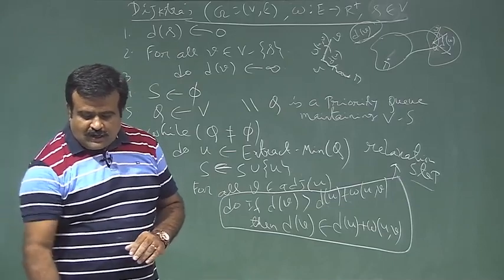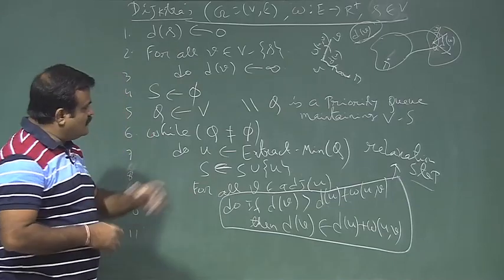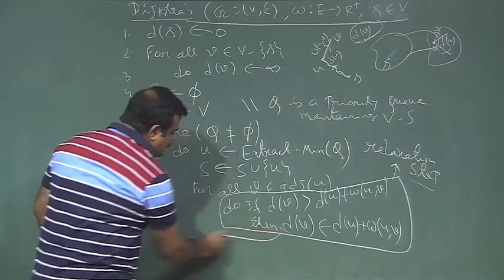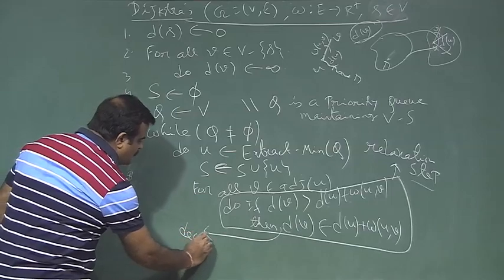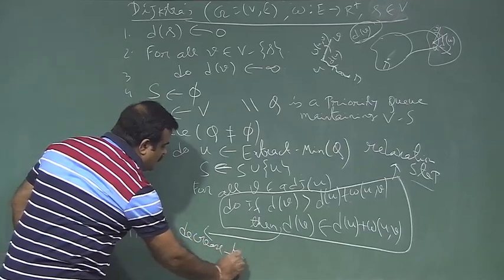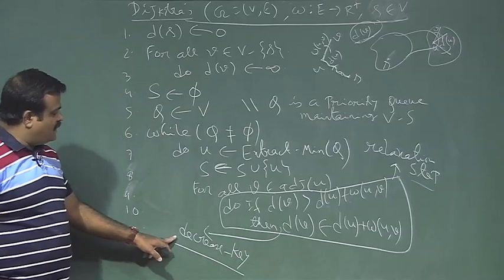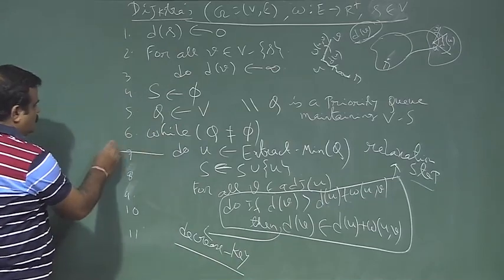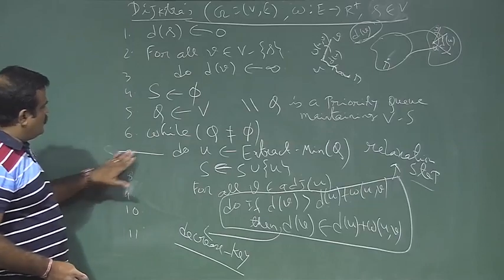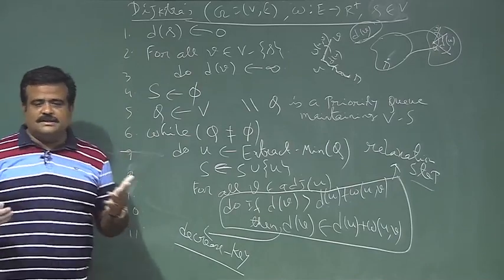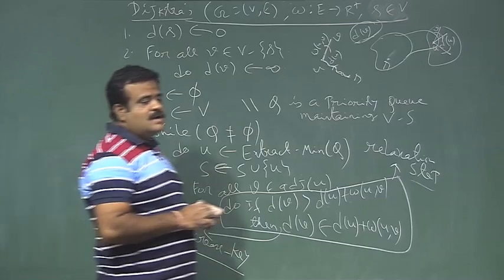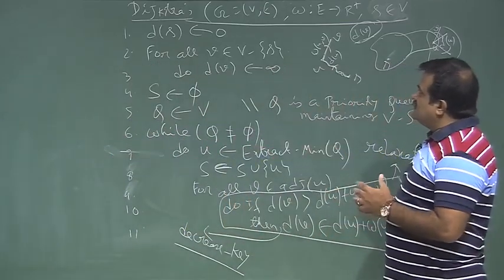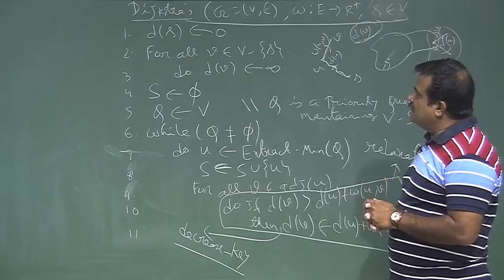Okay, so now this is the relaxation, and this step is basically the same as the decrease key operation, which we did in Prim's algorithm. And this step is called extract min. Depending on how we implement this in a data structure, it will take different time. So, before going to the example, what is the time complexity of this algorithm?